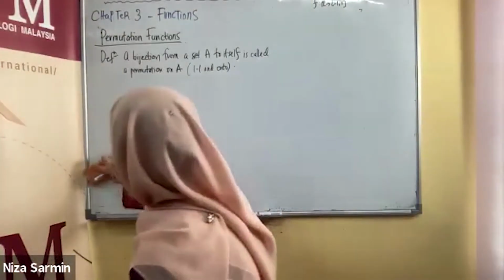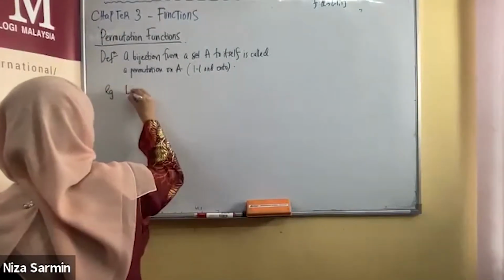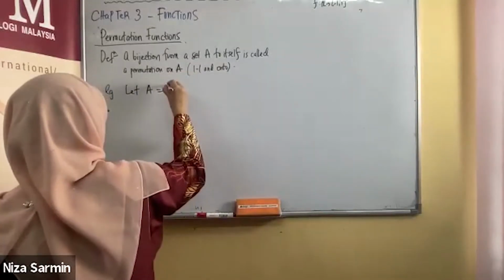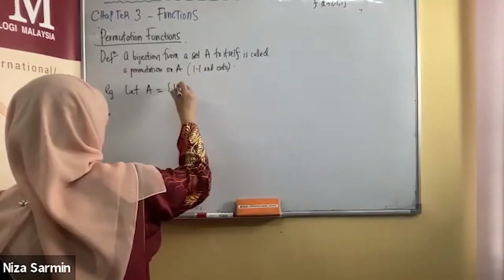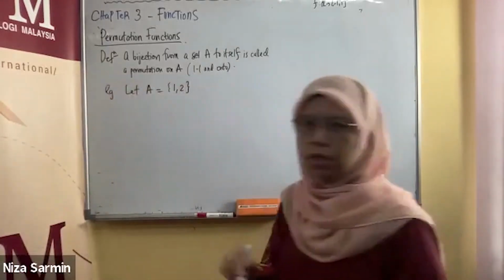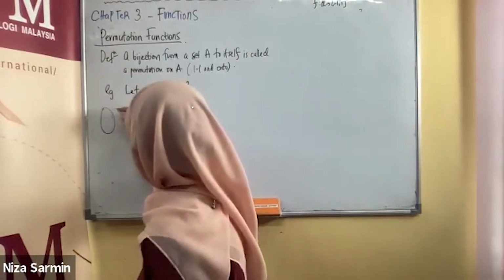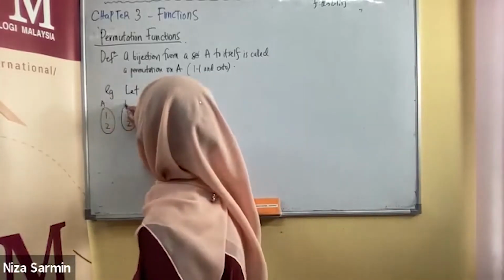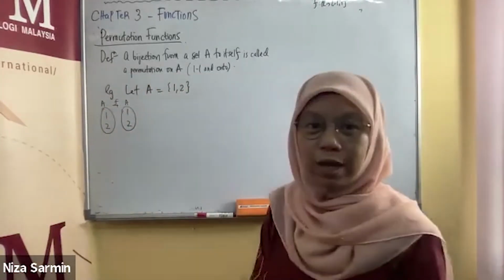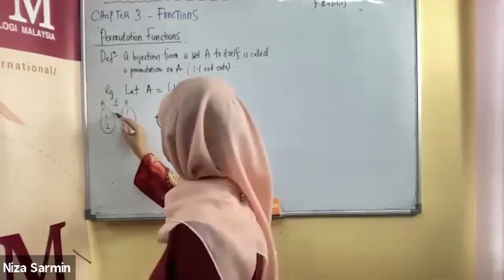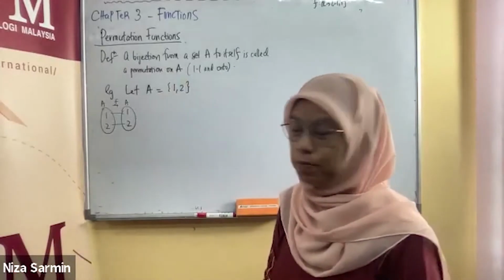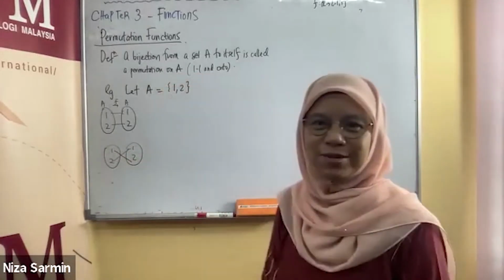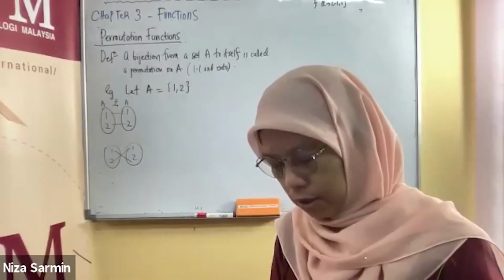Okay, now let me go through an example, right? Let A be a set of, if one, there's nothing, right? If you have two, think about this. The only way to map one-to-one and onto is to map 1 to 1, 2 to 2, or 1 to 2, 2 to 1, right? That's the only way.